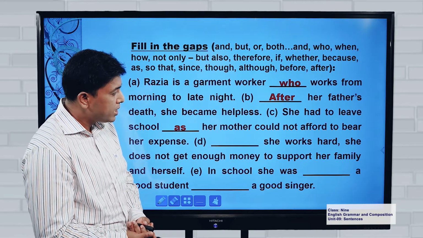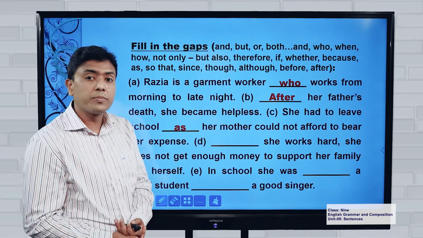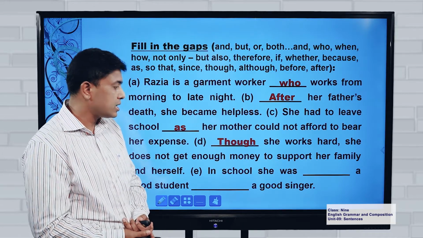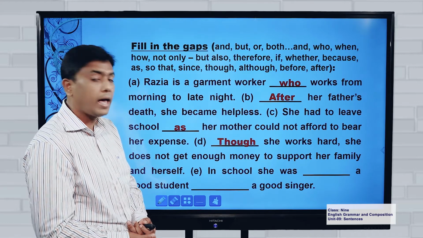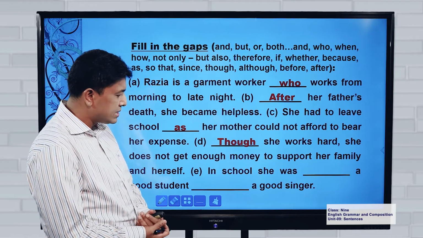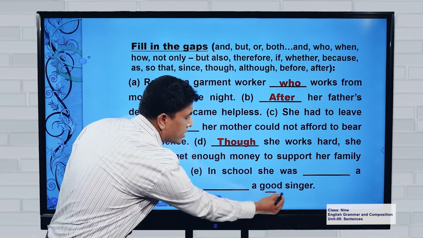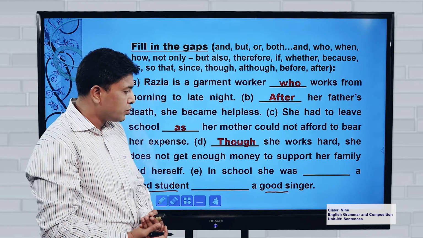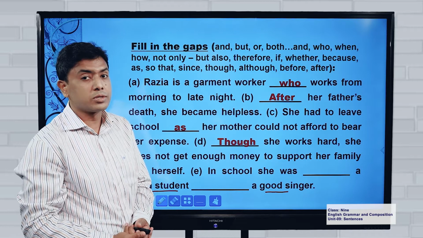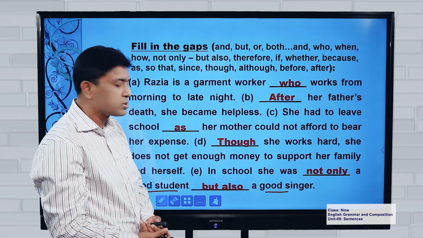Next one: gap, she works hard, she does not get enough money. After working hard, she is not getting enough money. It is a contrast. So, though she works hard, she does not get enough money to support her family and herself. Next sentence: in school, she was gap, a good student, gap, a good singer. It means she was both a good student and also a good singer. So we can write, in school, she was both a good student and a good singer. We can also use "not only but also". Let us use it. So, in school, she was not only a good student but also a good singer.